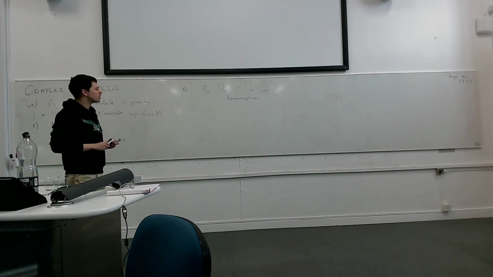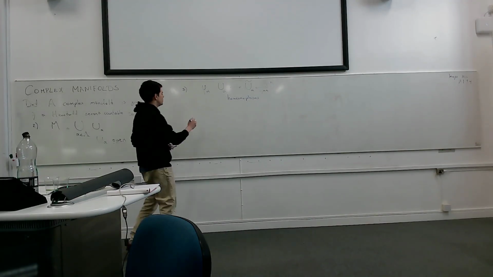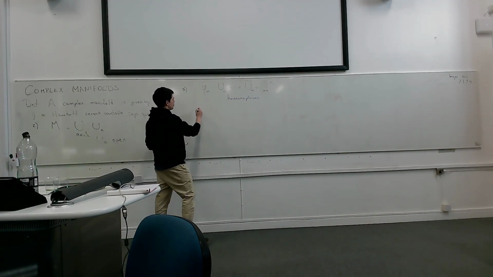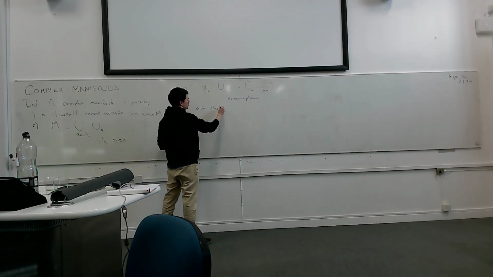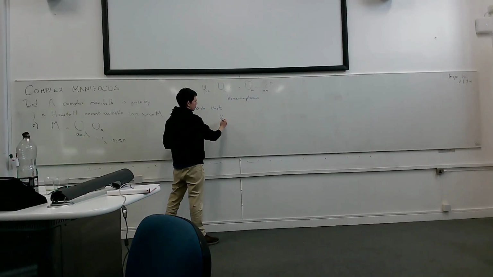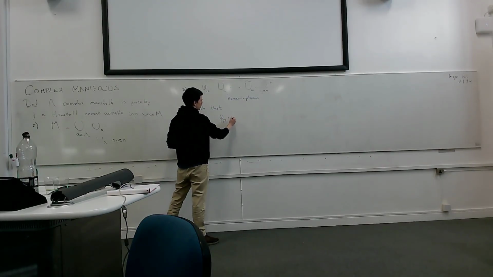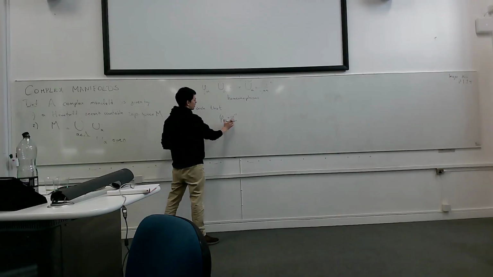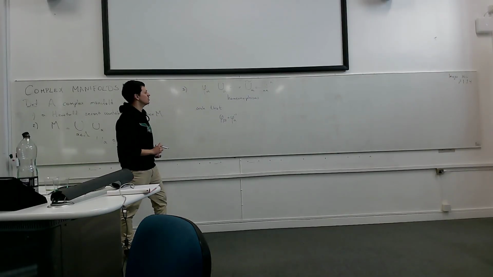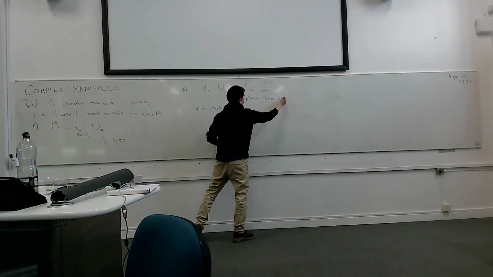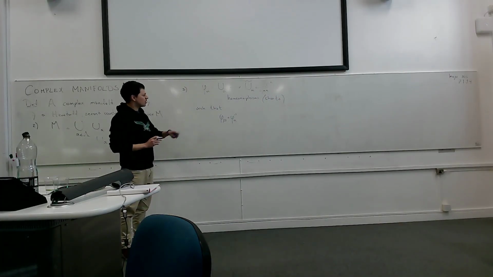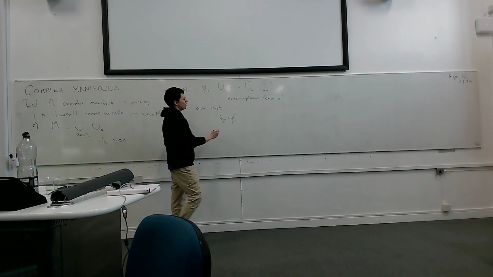Then let's have the following compatibility property. Such that when we calculate the transition functions, so these things are so-called charts, when we calculate these transition functions, they have to be holomorphic.